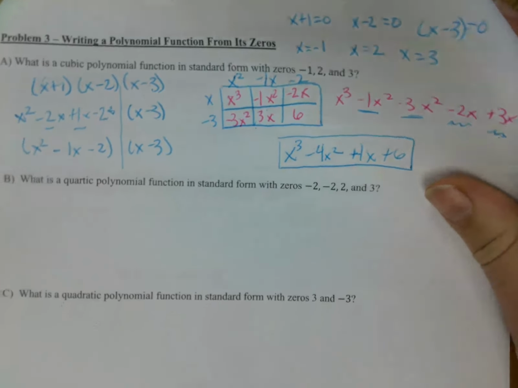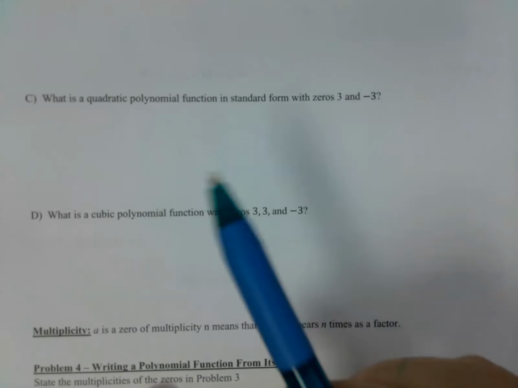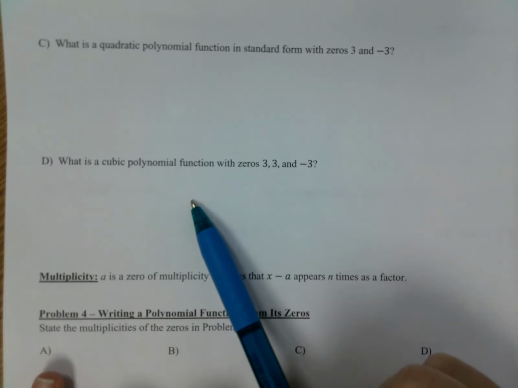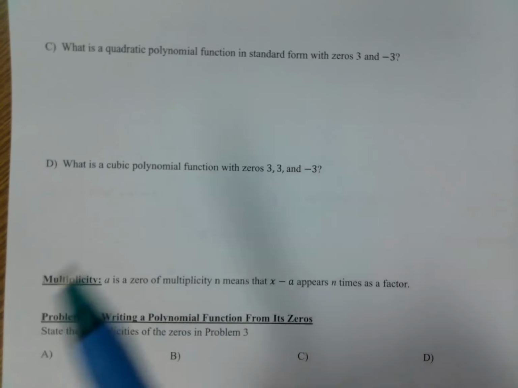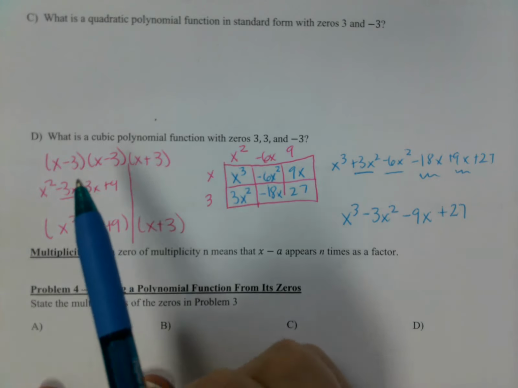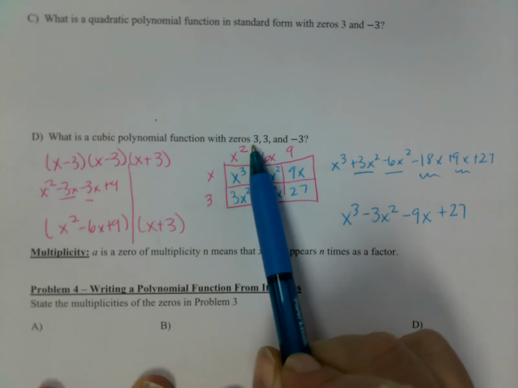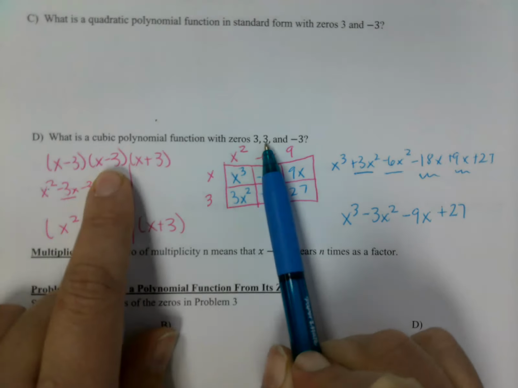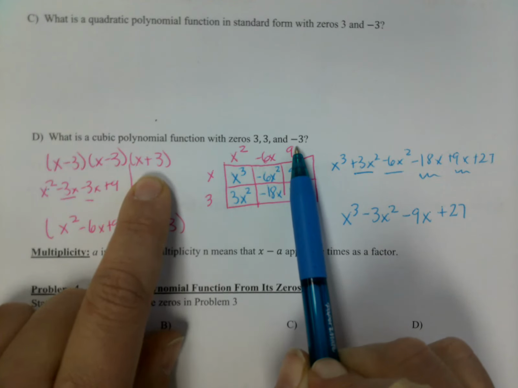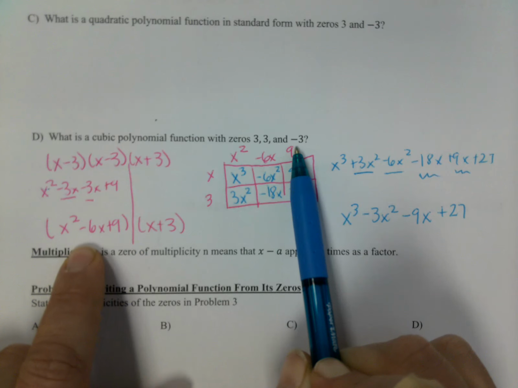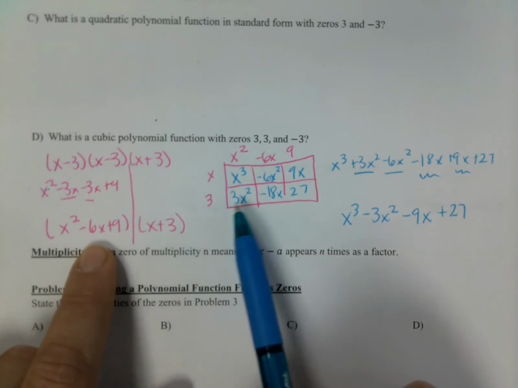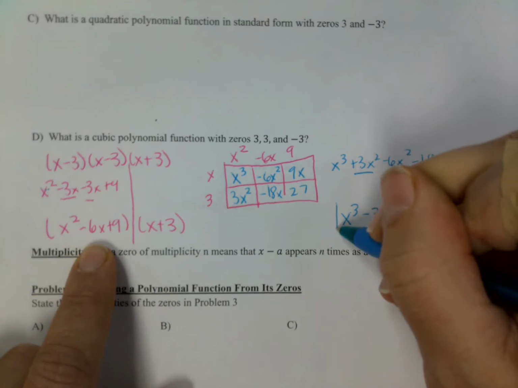I want you to try to do question C, actually no, D by yourself right now. Pause the video and do D by yourself. The equations should have been x minus 3 for this 0, x minus 3 for this 0, and x plus 3 for this last 0. If I multiply these two together, you should get x squared minus 6x plus 9. Then I multiply these together using my box method, and this right here is my final answer.